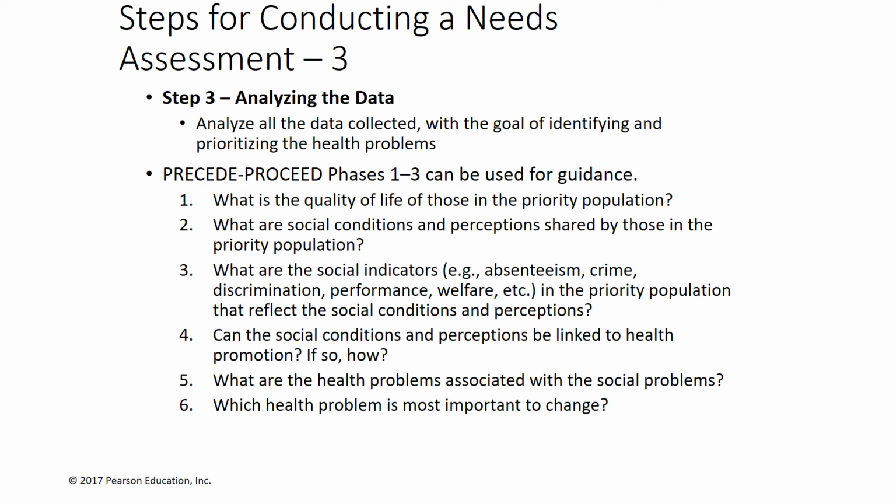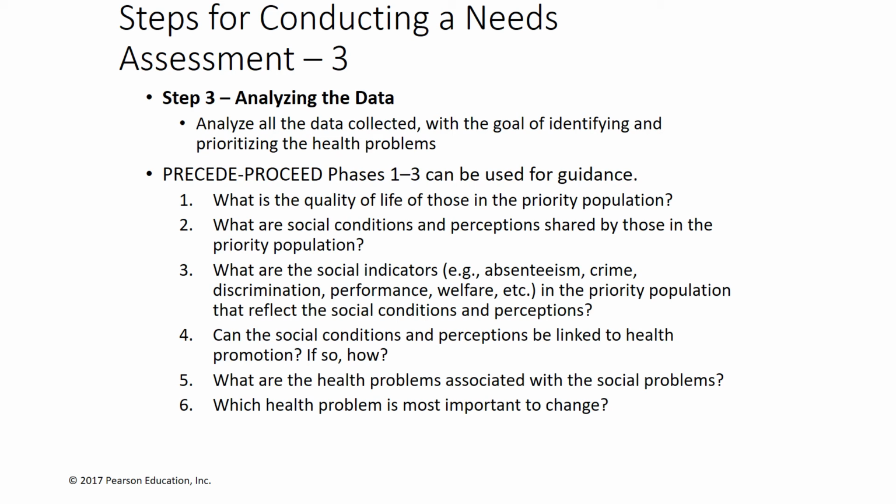So the quality of life in the priority population. How are you going to answer that? Well, you got to have some type of measure for quality of life. You got to collect that data, analyze that data. The results help you to answer it. Social conditions and perceptions shared by those in the priority population. Again, how are you going to assess that? Social indicators. So here we're really getting to know, this is phase 1 stuff in PRECEDE-PROCEED, but we're seeing the issues from the perspective of the priority population that may include some of these social indicators.